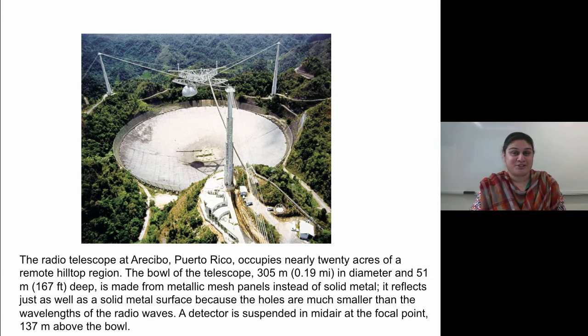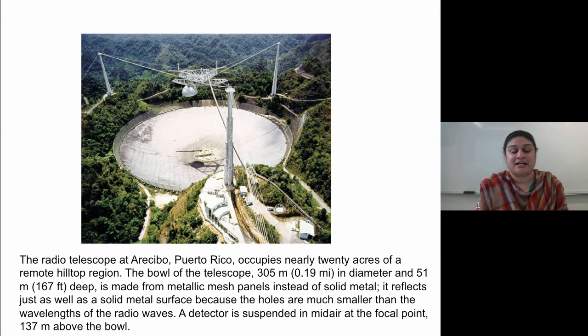So here's another picture. I just wanted to show this to you. This is called a radio telescope, and it's in Puerto Rico. This radio telescope occupies nearly 20 acres of a hilltop. The bowl of the telescope is 305 meters in diameter and 50 meters deep. It's made out of metallic mesh panels instead of solid metal.